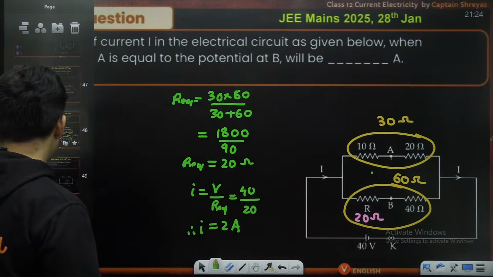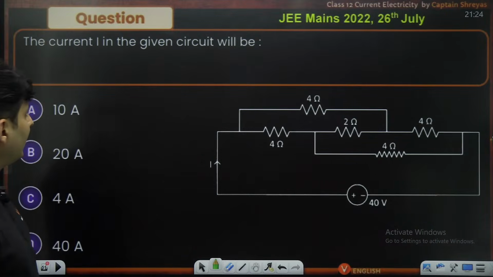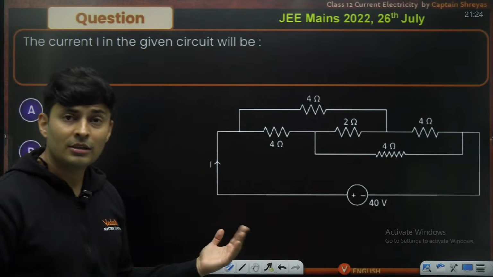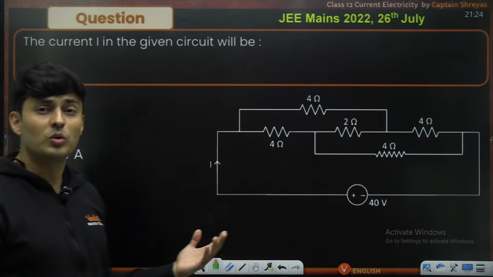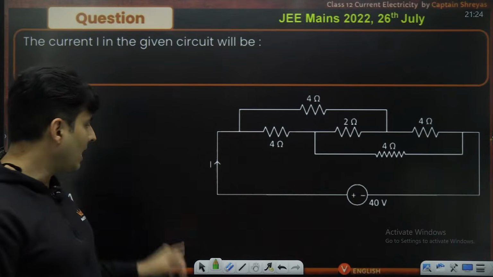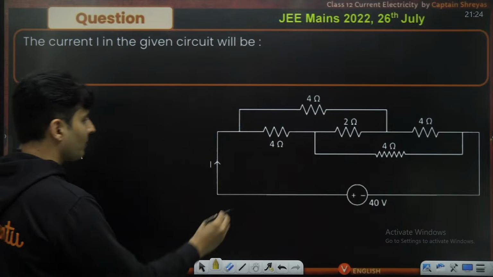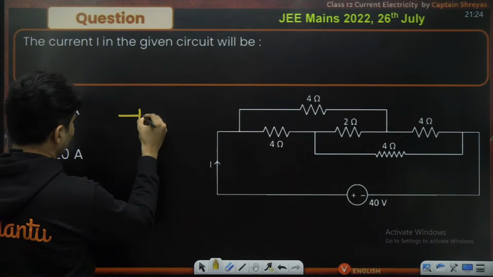Awesome. Let's see another amazing question on your screen. The current in the given circuit will be. Now, initially, this question looks like, okay, you might have to use KVL, KCL, some complex circuit. But trust me, this is actually nothing but a simple Wheatstone's bridge. I'll tell you how. Just look at it properly.